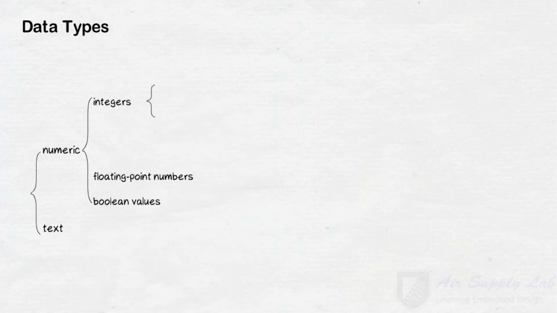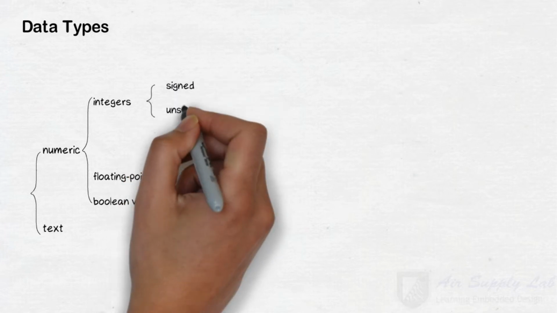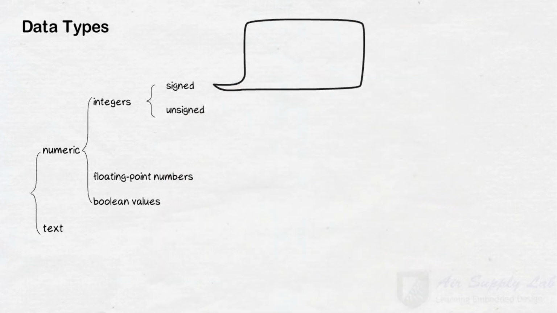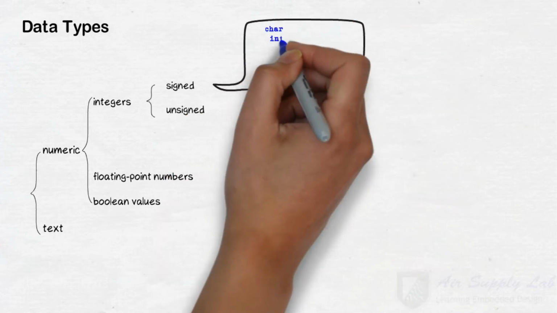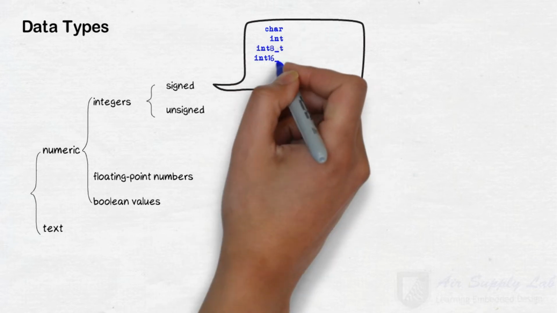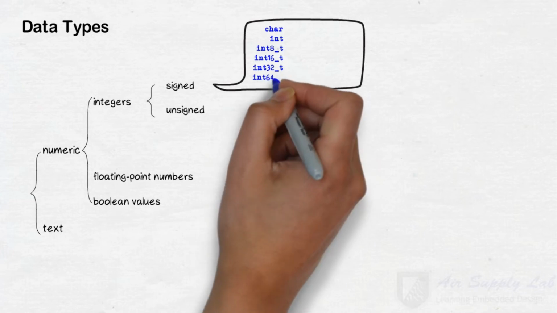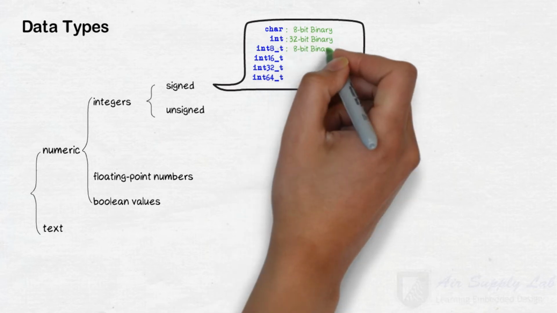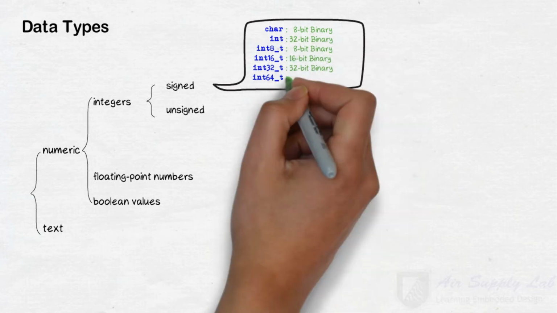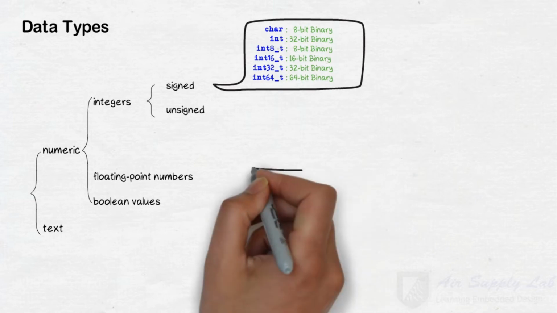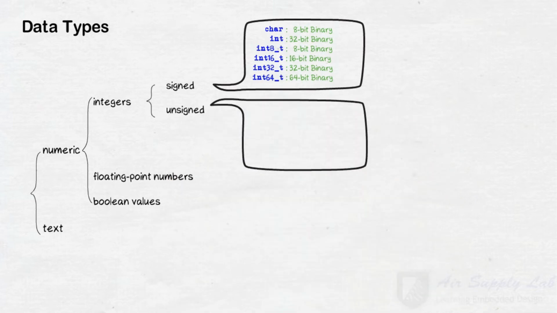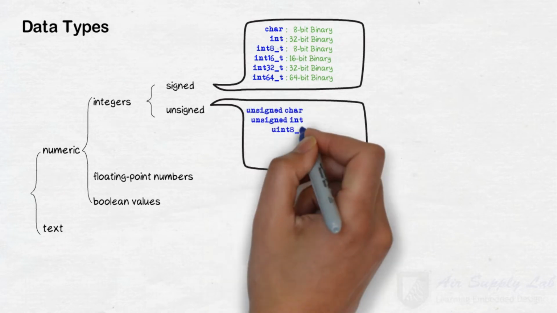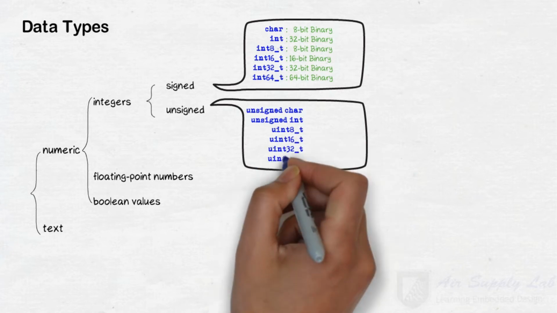In C, integer numbers include signed and unsigned integers. The data types of signed integer include char, int, 8-bit, 16-bit, 32-bit, and 64-bit int. The data types of unsigned integer include unsigned char, unsigned int, unsigned 8-bit, 16-bit, 32-bit, and 64-bit int.